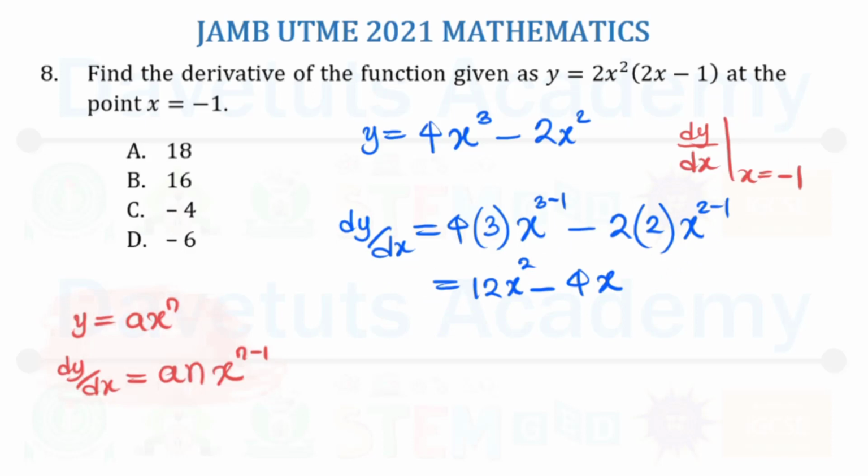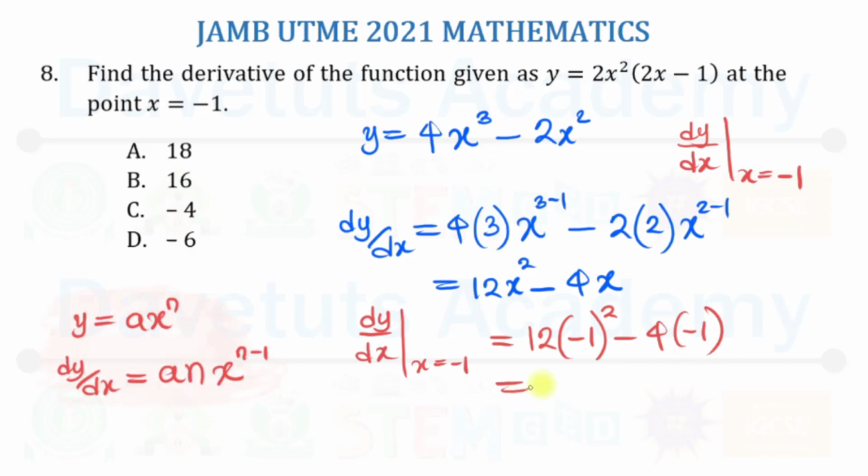So that is dy/dx, but we are asked dy/dx when x is minus 1. So dy/dx when x is minus 1 is going to be the same equation, but now instead of putting x, we put minus 1 over 2, then minus 4 multiplied by minus 1. Be careful with your sign. Minus 1 raised to power 2 is 1. So we have 12 here. But minus 4 times minus 1, the negative sign will multiply to be plus, then we have 4. So this is 12 plus 4, which is 16. So option B is the correct answer.